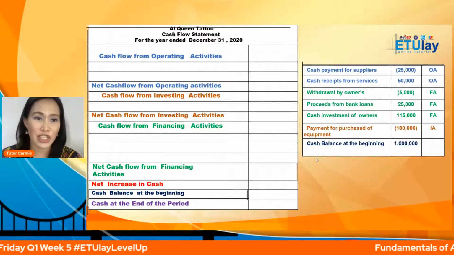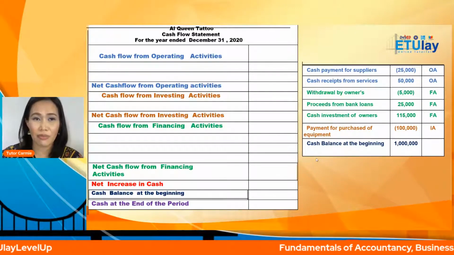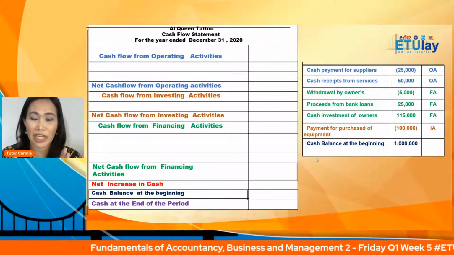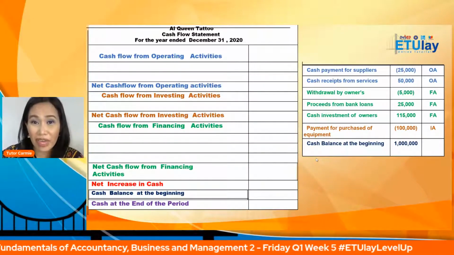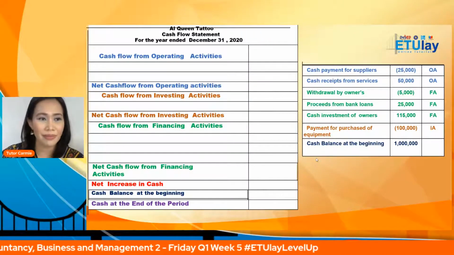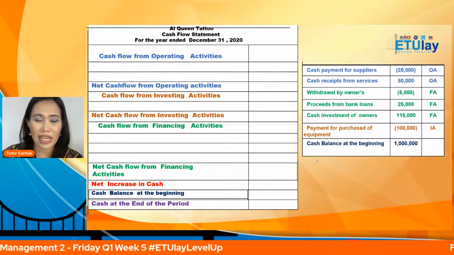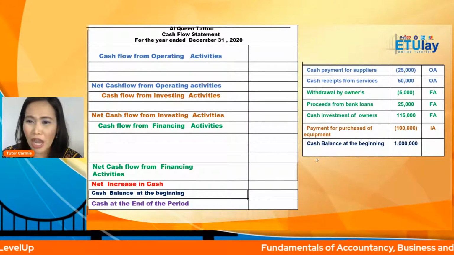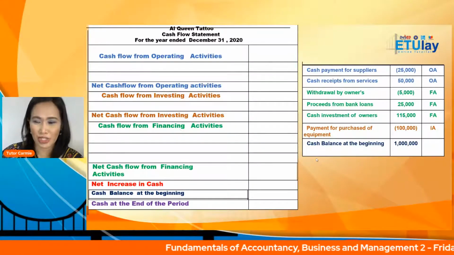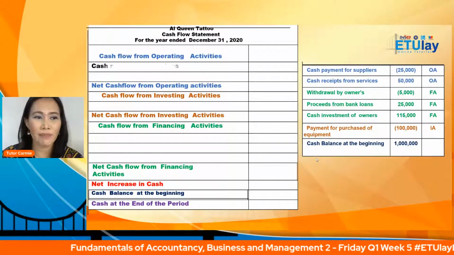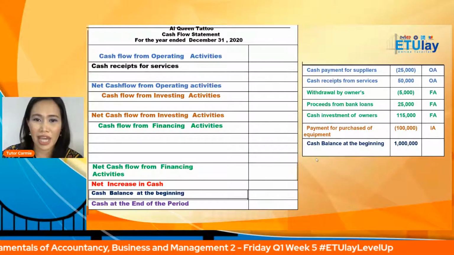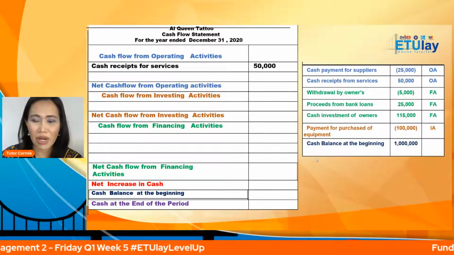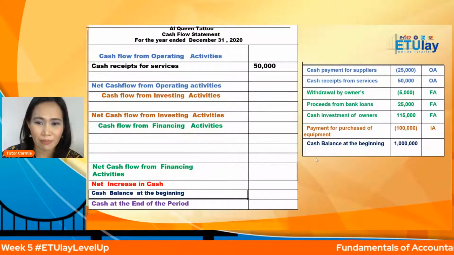Siyempre po, dapat lagi tayo magsisimula sa na-receive. Saka po tayo dun sa mga outflows po natin. Tandaan po natin yan para hindi po kayo nagkakamali. Unless, yun lang ang given. Okay? So, number 1, ano po muna mauuna na ilalagay po natin sa operating activities? Okay, dahil po sabi niyo po, ang cash receipts from services is considered as an operating activities. Okay, pasok lang po natin siya dyan. So that is how much? 50,000 pesos.